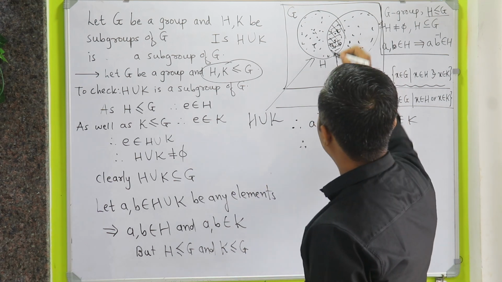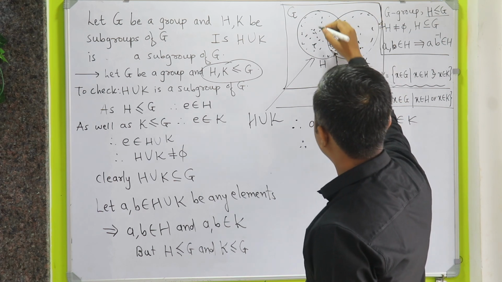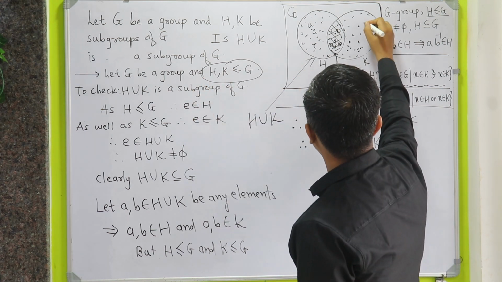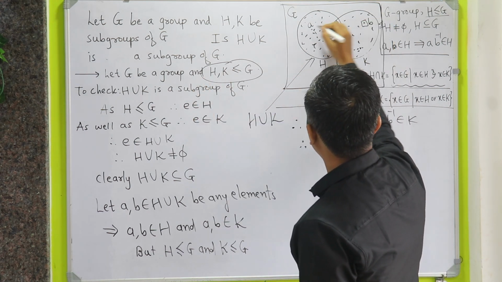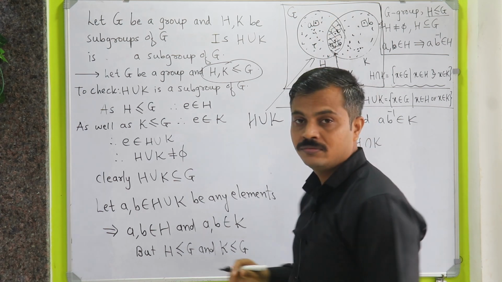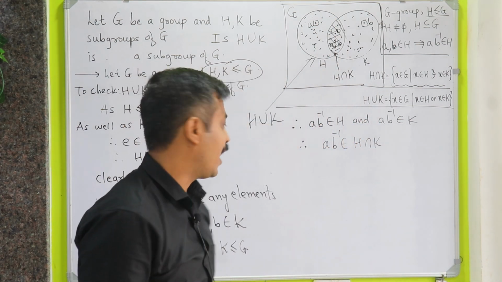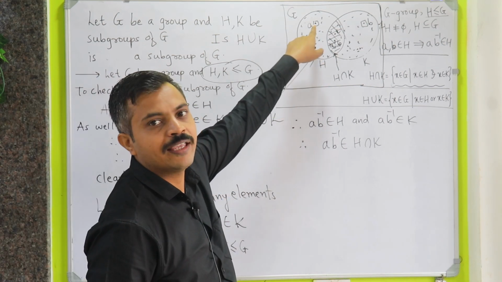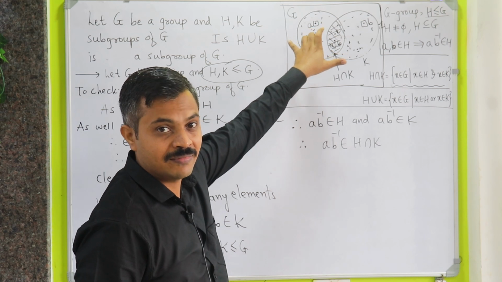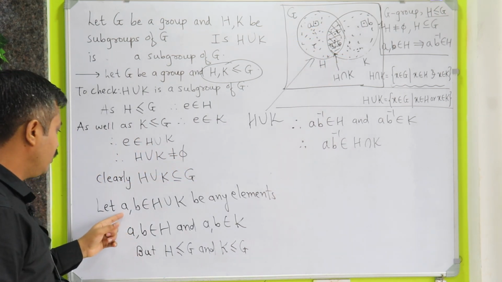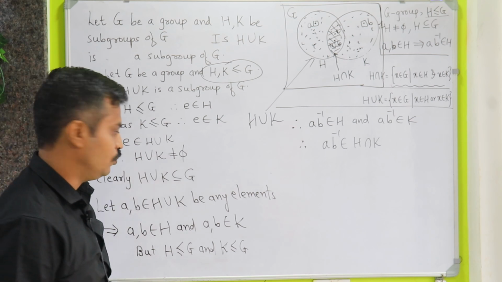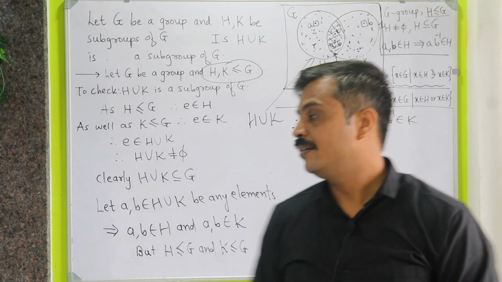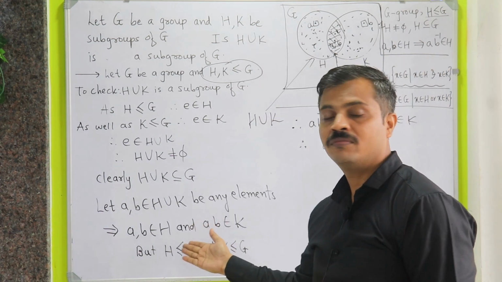So A, B is in H union K. So it may happen that A is entirely in H and B is entirely in K, right? This may happen. So this doesn't actually imply that A, B lie in H, isn't it? Because H contains only A and not B, right? So therefore from here to here we are having an issue. So A, B belongs to H union K does not imply A, B belongs to H, right?